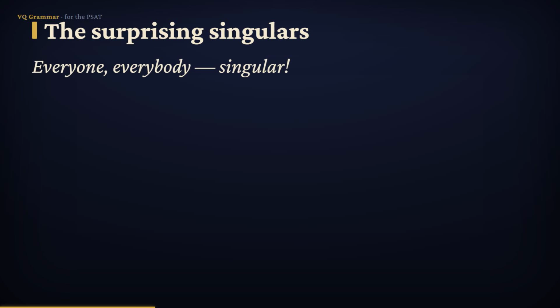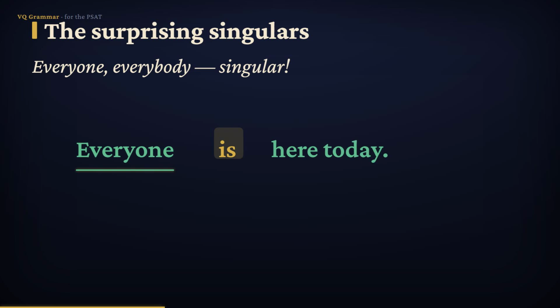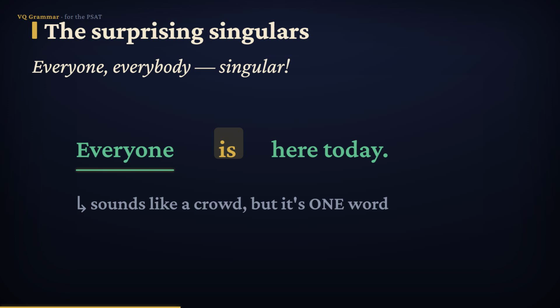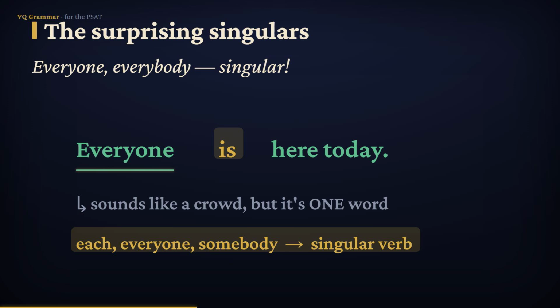The singular group is surprising because some of these words feel plural. Take everyone. Everyone is here today. It sounds like a whole crowd of people, so your ear wants are. But everyone is grammatically one word, a single group, so it takes the singular verb. Everyone is, not everyone are. Same with each, everybody, somebody, and no one. They all sound like many, but each one takes a singular verb.